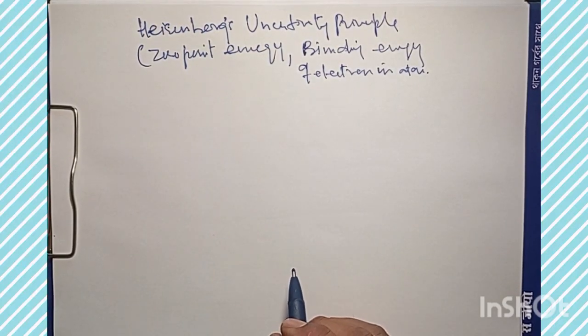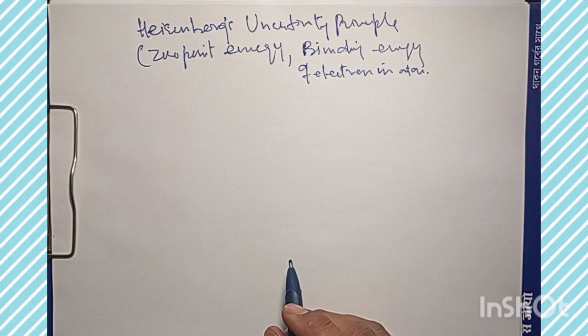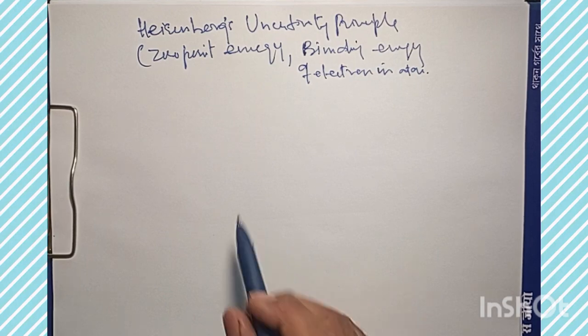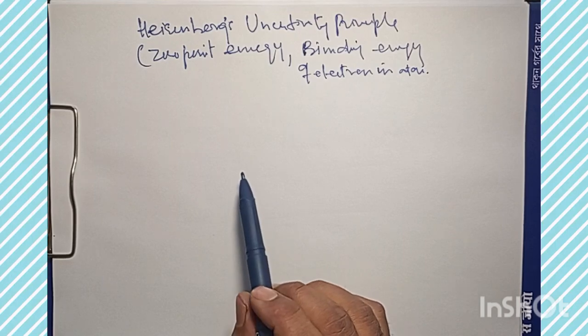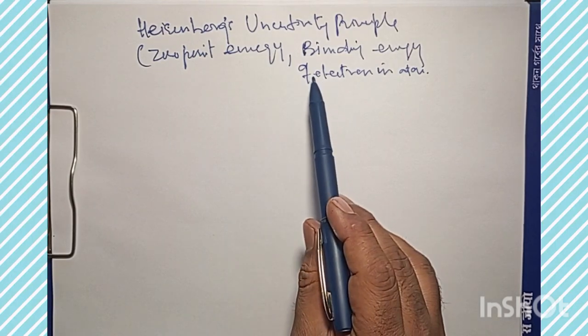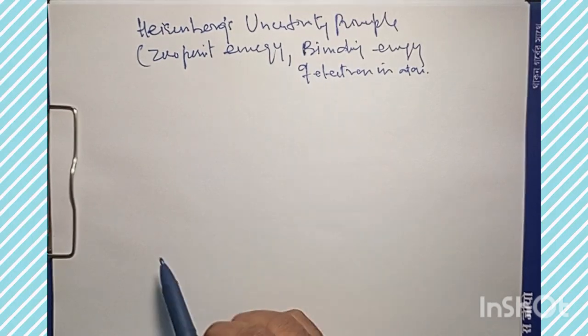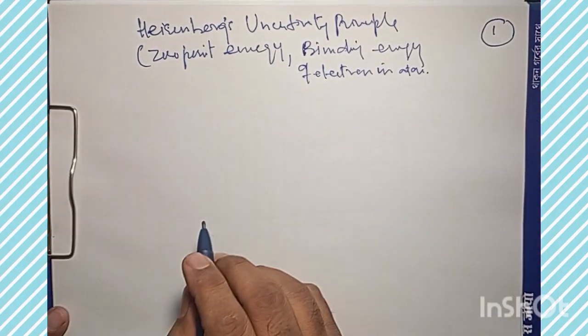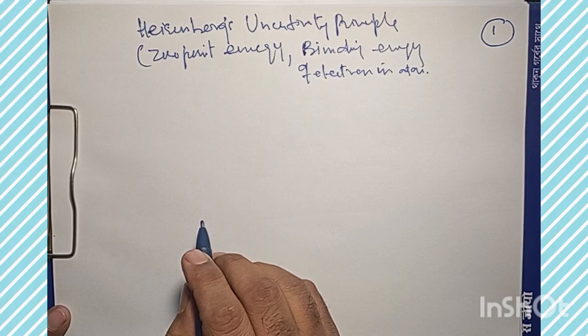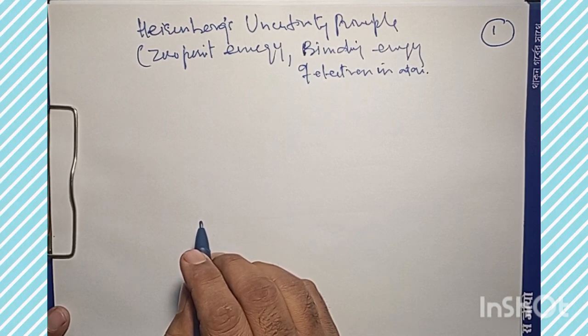Now, moving on through Heisenberg's uncertainty principle, we would like to attain the concept of zero point energy, and then we will go and discuss the binding energy of an electron in an atom. So that should be the case here, where we will be applying Heisenberg's uncertainty principle.